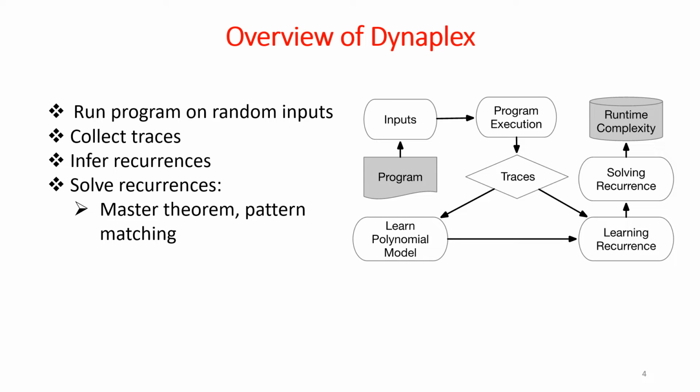From these execution traces, Dynaplex can infer recurrence relations and learn polynomial models, which can then be solved to obtain a runtime complexity. To solve recurrence relations, we use different techniques, including the popular master theorem and other pattern matching techniques.